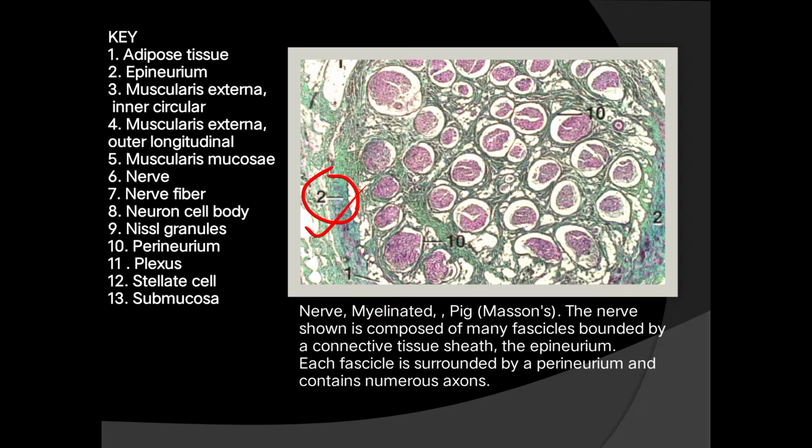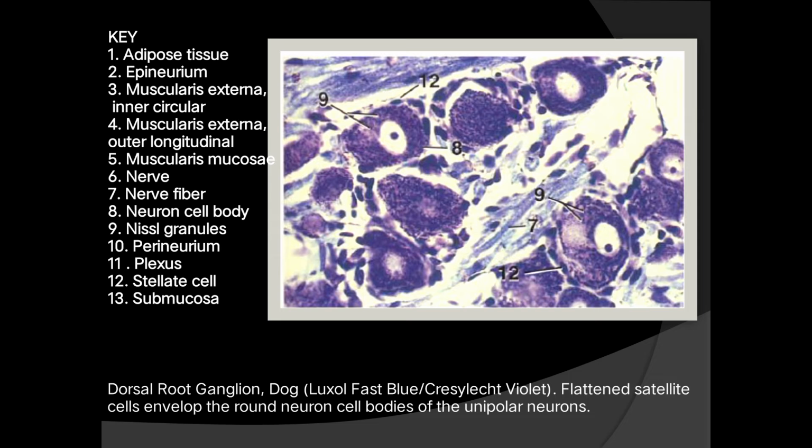So we can see the epineurium like this. First is the adipose tissue, tenth is the perineurium. This is the perineurium, which is the covering of the numerous bundles, visible here. Okay, similarly, what we have seen in the muscle, we can see here also.